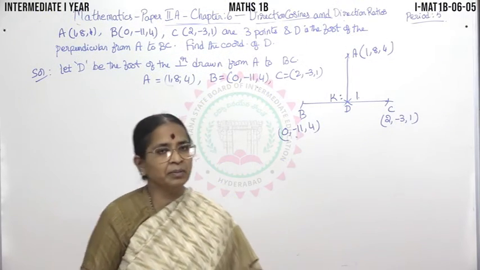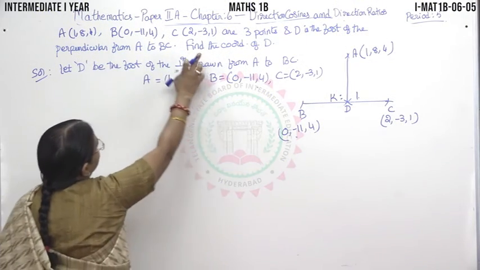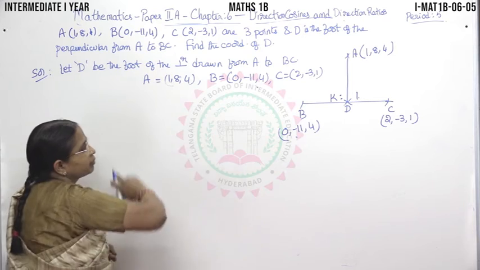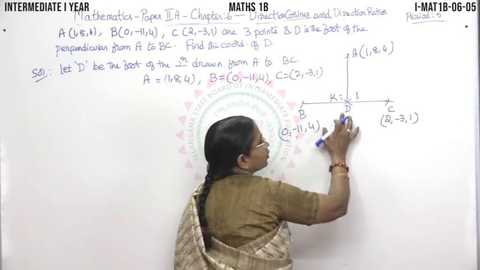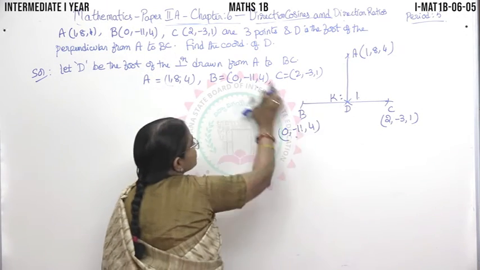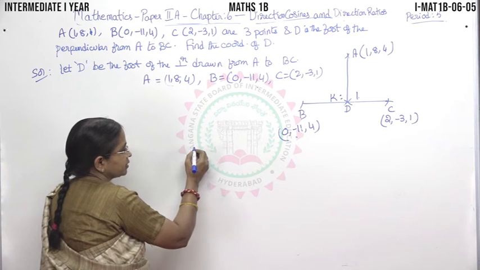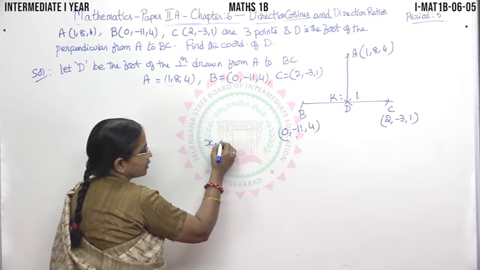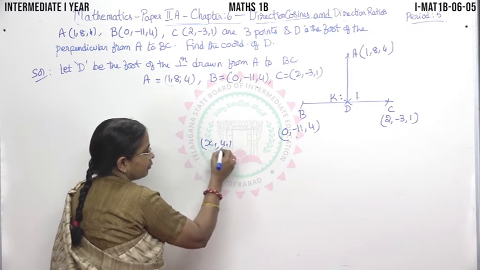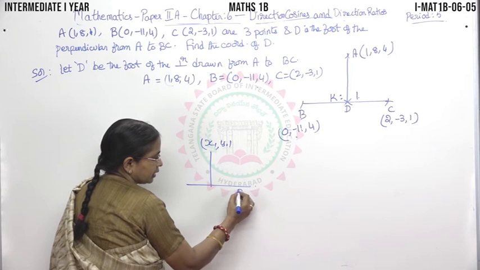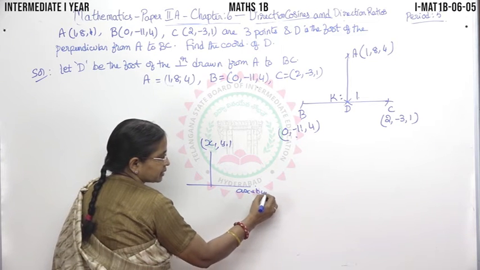Yes, next problem. A, B, C are 3 points and D is the foot of the perpendicular drawn from A to BC, and then you must find the coordinates of D. In 2-dimensional coordinate system, you have a formula like this. You have x1, y1, a point, and then this line is ax plus by plus c is equal to 0.